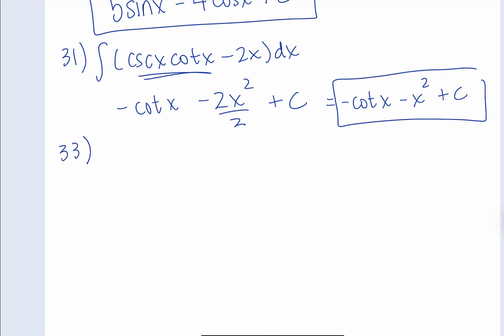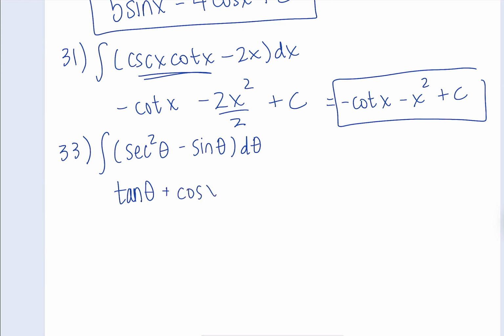Number 33, we have secant squared theta minus sine theta d theta. The antiderivative of secant squared is tangent. So we have tangent theta, and then negative sine. Well, sine goes to negative cosine, and since we have a negative already, this just becomes plus cosine x. Oops, not x, cosine theta plus c.